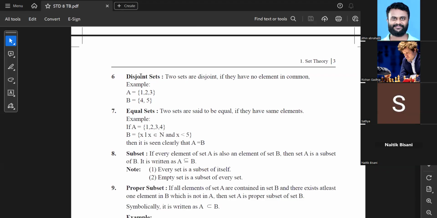Now another pair of sets is called disjoint sets. Obviously the opposite of joint sets is disjoint sets, where there are no common elements. For example, A is a set which is 1 2 3, B is another set which is 4 5. They don't have anything in common, which means they are called disjoint sets. Equal sets means exactly equal to each other. For example, A is a set represented as 1 2 3 4, and B is another set represented as x is a natural number where x is less than 5. We know that basically it's 1 2 3 4 only. So B is also having 1 2 3 4, A is also having 1 2 3 4. Therefore, both the sets are equal to each other.